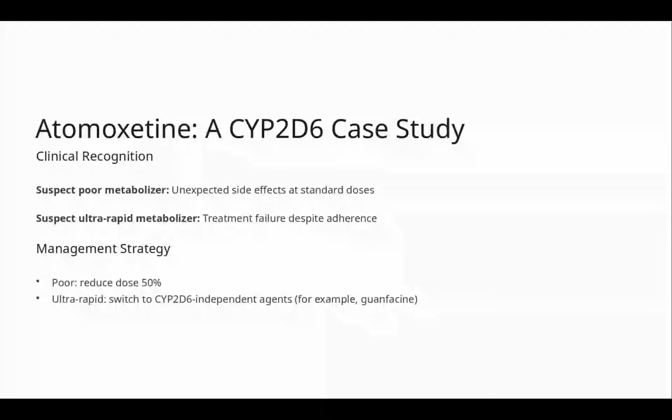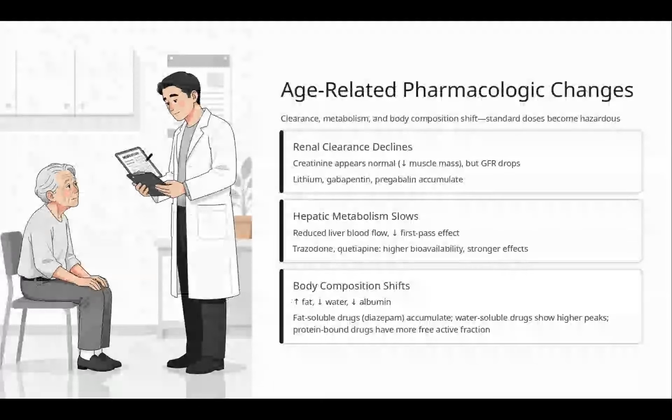Recognize the pattern. Unexpected side effects at standard doses suggest a poor metabolizer. Repeated treatment failure despite adherence suggests an ultra-rapid metabolizer. Consider dose reduction, often targeting 50% of the standard dose for poor metabolizers, or switching to medications not dependent on CYP2D6, in this case perhaps guanfacine, for suspected ultra-rapid metabolizers.